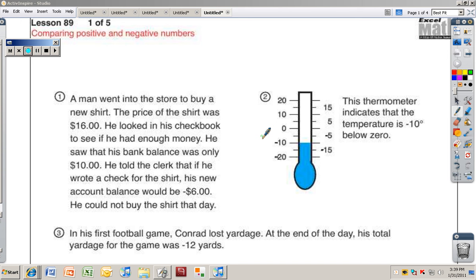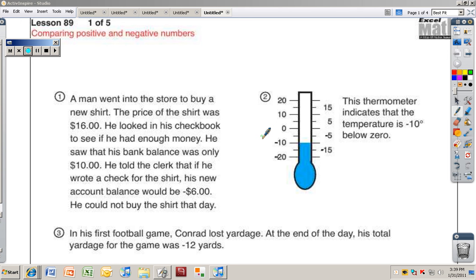He told the clerk that if he wrote a check for the shirt, his new account balance, or how much money he would have in his account, would be negative $6. He could not buy the shirt that day. Does that make sense to you guys? If you wrote a check for it, and he's only got 10 bucks in there, the 16 would take $6 out of his account that he didn't even have. Negative $6.